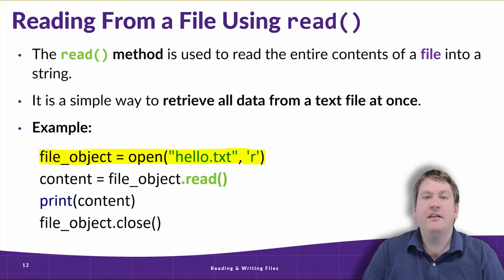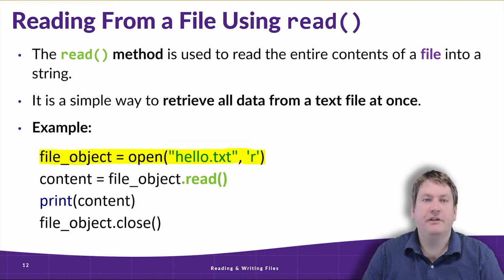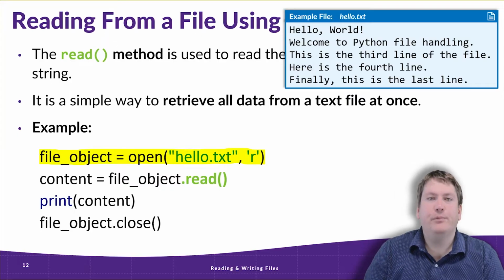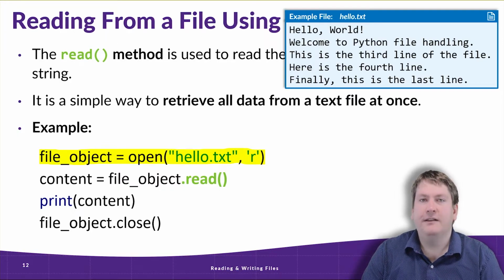This first line here is simply opening the file. In this case, the file is called hello.txt in read mode. And then we get a file object that we can use to actually reference this file and read from it and close it and do other operations. So in this case, let's say the hello file is fairly simple. It just has a few lines of text, like hello world, welcome to Python file handling, and so on.